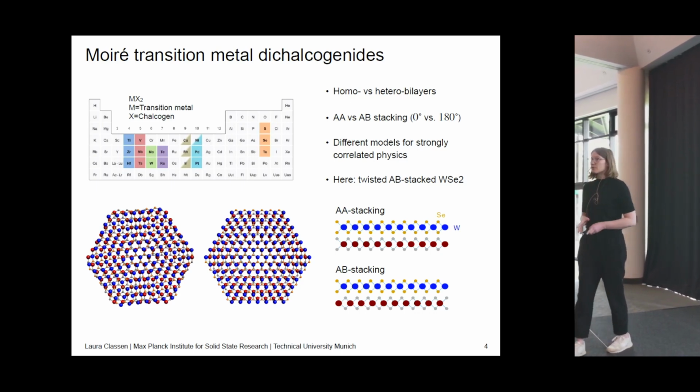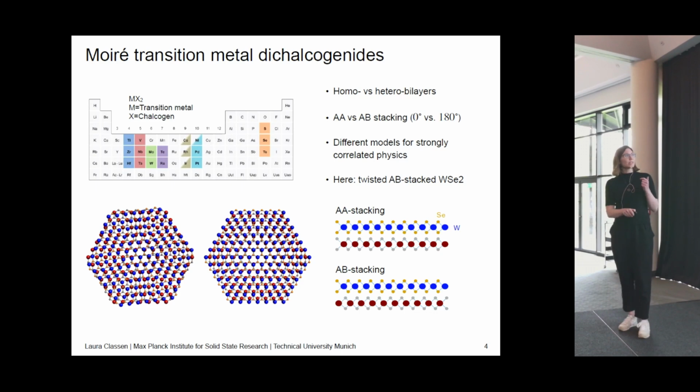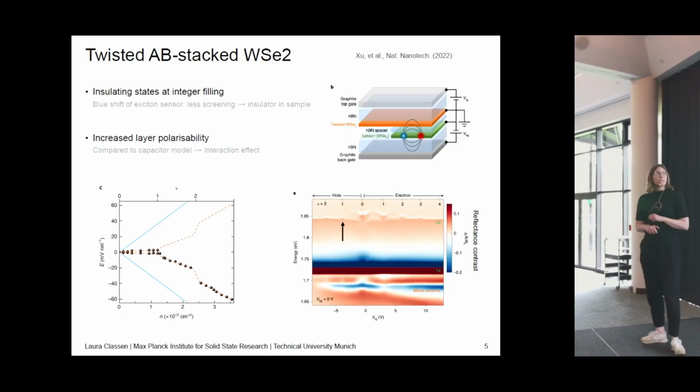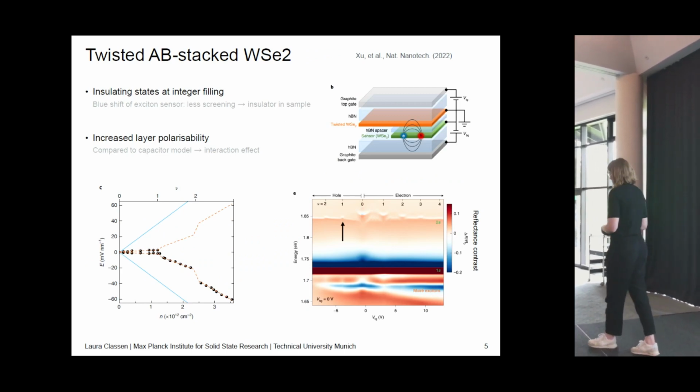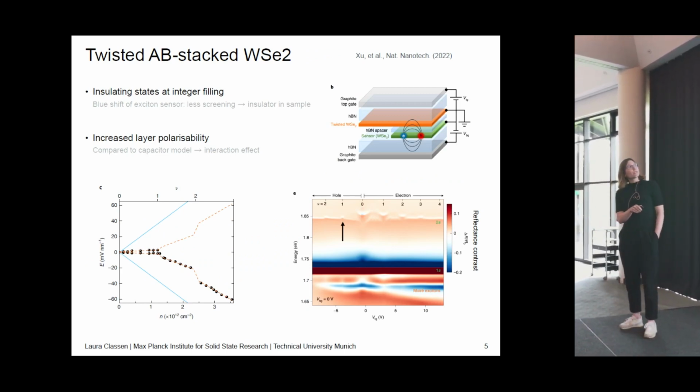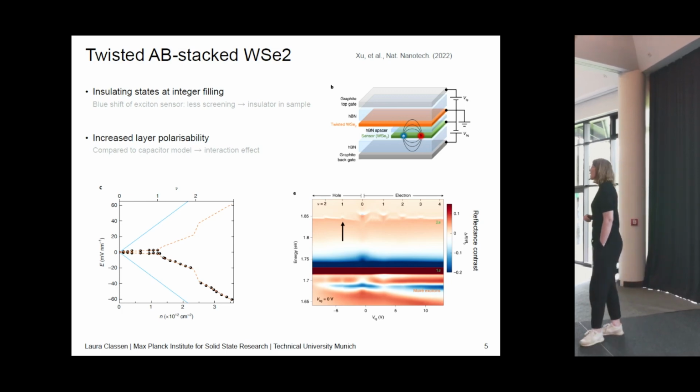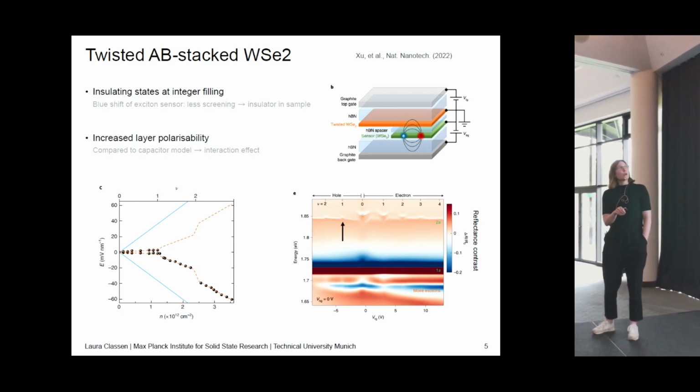This is different to graphene-based systems. The reason is the bonding in the TMDs. Now what I want to talk about in this talk is twisted AB stacked tungsten diselenide. And this is motivated by these experiments from the Cornell group, where they built such a heterostructure, where we have this twisted tungsten diselenide layer, and then another layer which is used as a sensor, more specifically an exciton is used as a sensor for what's going on in this twisted TMD layer.